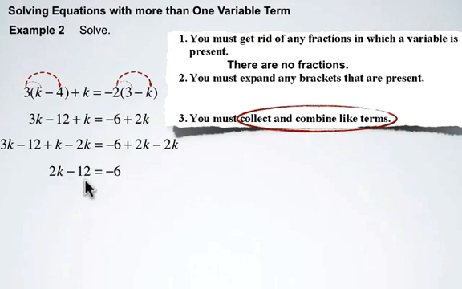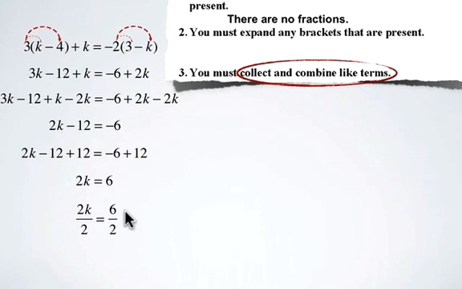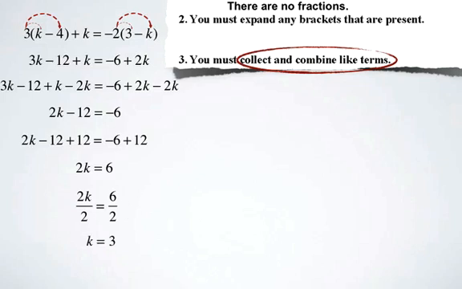Now I'm going to deal with the subtract 12 by adding 12 to both sides. And I get 2k is equal to 6, -6 plus 12. To deal with the 2 that's attached through multiplication, I divide, and I get k equal to 3 as my answer.